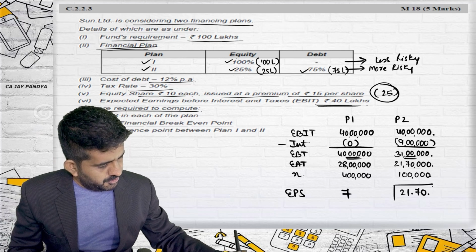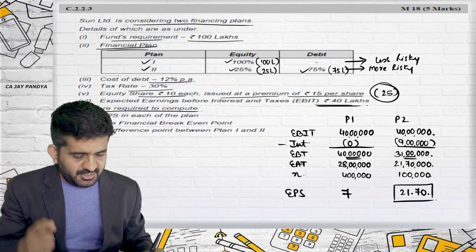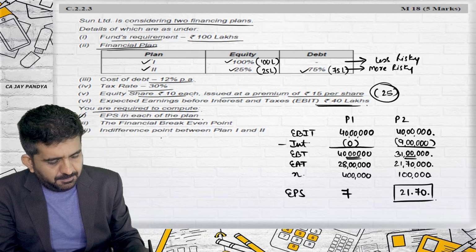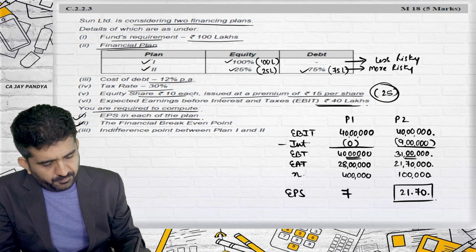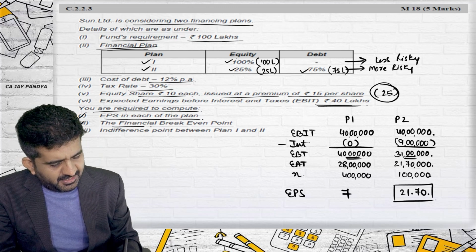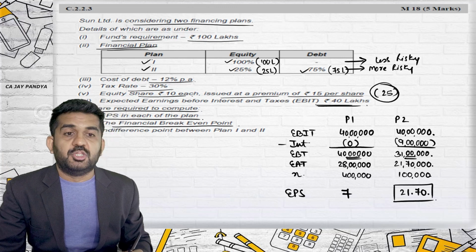Which plan you should select? Plan 2. But don't give the answer. Why? Because they are not asking us. What they are just asking is EPS in each of the plans. Number 2. Financial break-even point of which plan will be finding it out for both the plans.